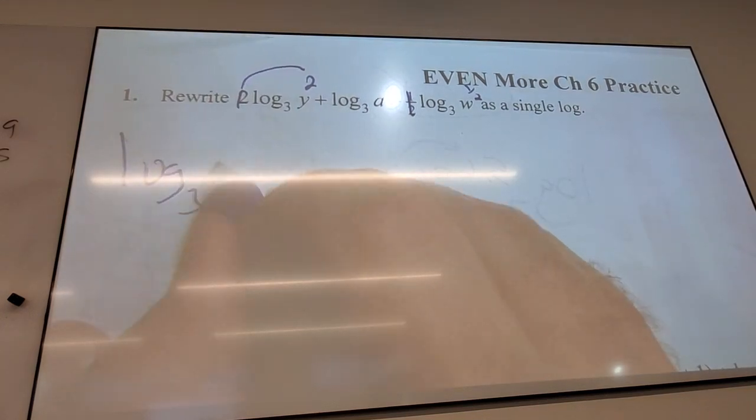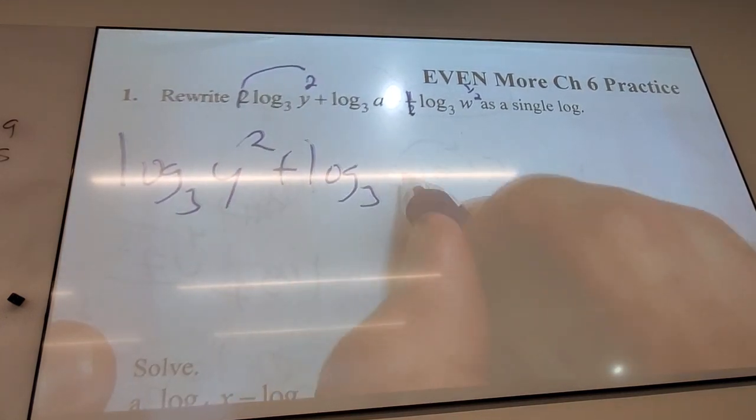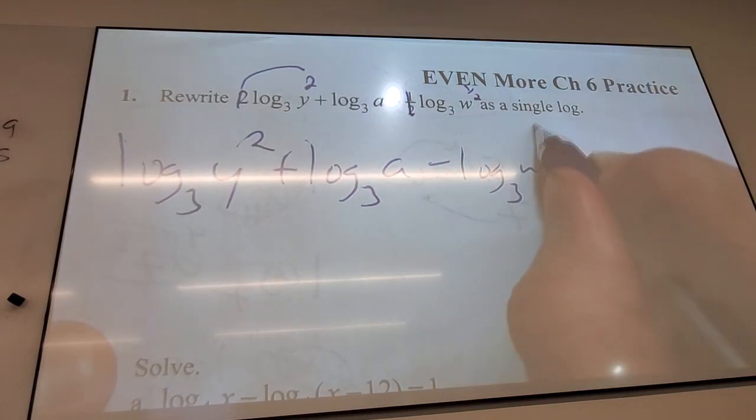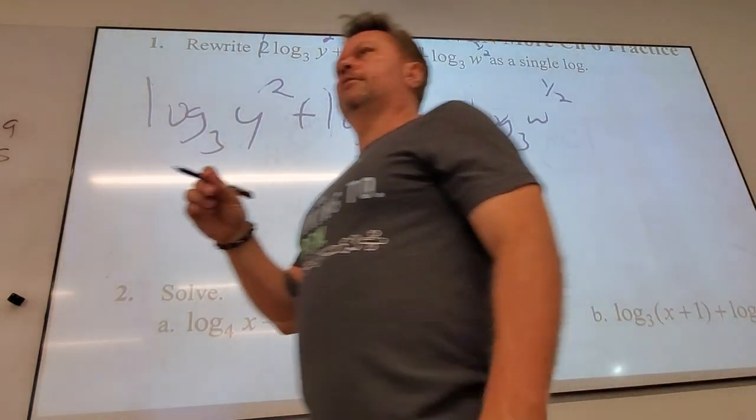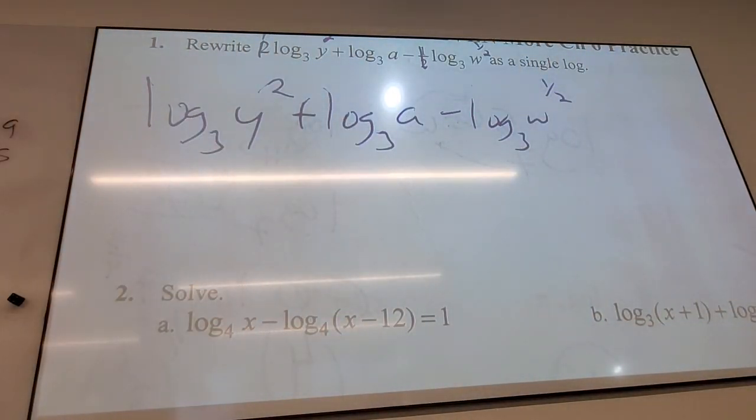Okay. So let me rewrite that. I've got log base 3 y squared plus log base 3 a minus log base 3 w to the 1/2. Now let me see if you guys are cool with this. What does adding 2 logs mean? When I add 2 logs, it becomes the log of the product, yes? Because when do I add powers? When it was multiplied. What happens when I subtract 2 logs? Divide. It becomes the log of the quotient, yes? So let me see if you guys are cool with this shortcut. Everything that's positive ends up on the top. Everything that's negative ends up on the bottom. Because when I add logs, I multiply. When I subtract logs, I divide.